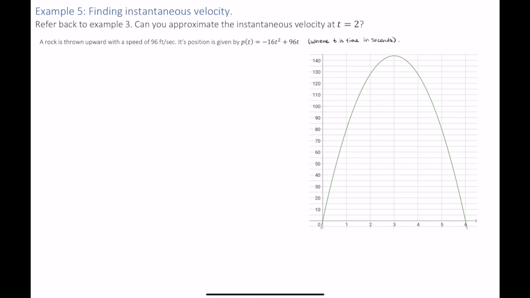Welcome. As you can see here, I pasted in a graph of our function from example 3. In this example, we're finding instantaneous velocity, and we're told to refer back to example 3. This is directly copied and pasted from example 3. A rock is thrown upward with a speed of 96 feet per second, and here's its position function.